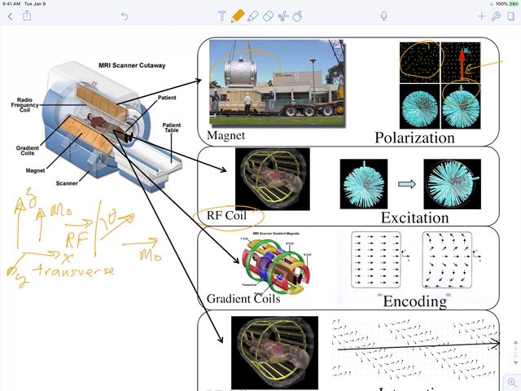Okay? So once it's in the transverse plane, we're going to just think about what's happening in the transverse plane. So we imagine we have the magnetization in this XY plane. Just to keep things simple, we'll assume we've tipped it onto the X-axis. So we've got M naught of magnetization now tipped onto the transverse plane.